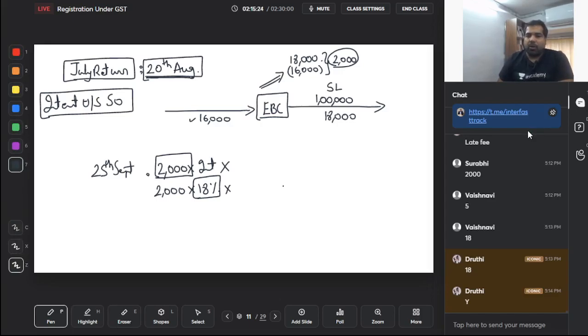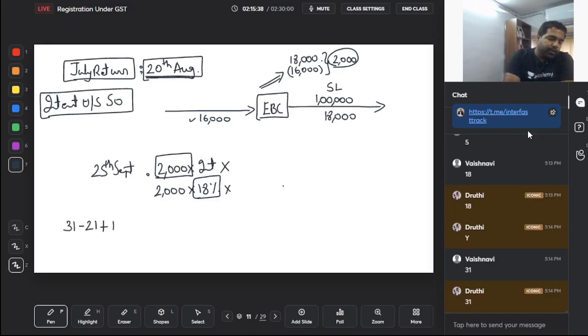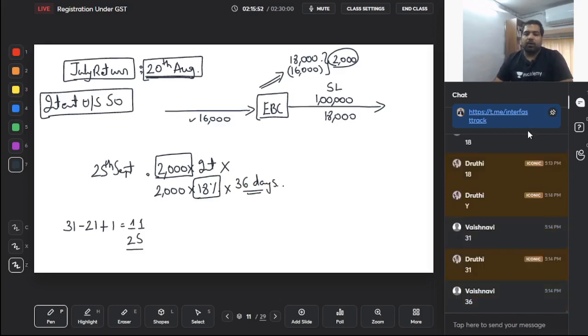25th September means August and September. So August, how many days in the month, guys? 31, minus 21, but you also want to include 21, so plus 1. So 31 minus 21 plus 1 is 11 days of August and 25 days of September. So that is into how many days, guys? 36 days. So this is how you will calculate number of days. This is how you will calculate interest.